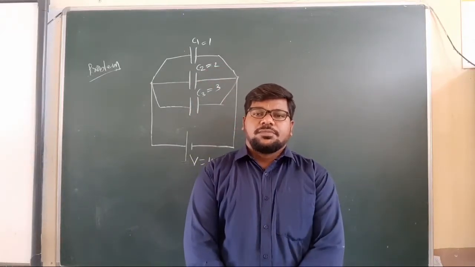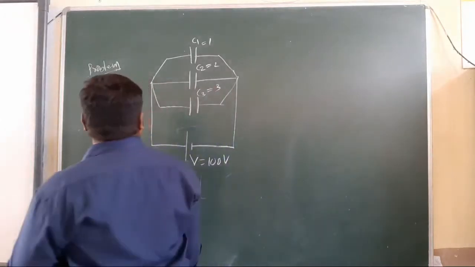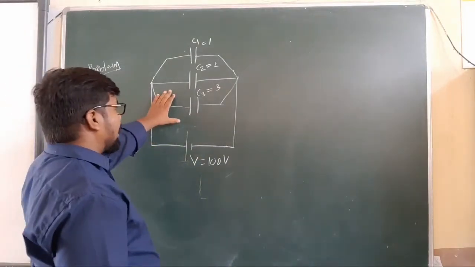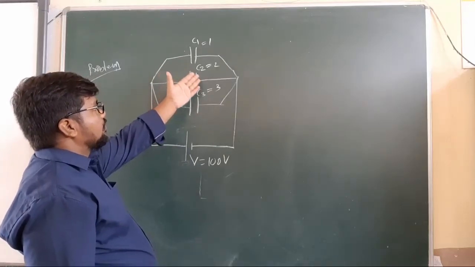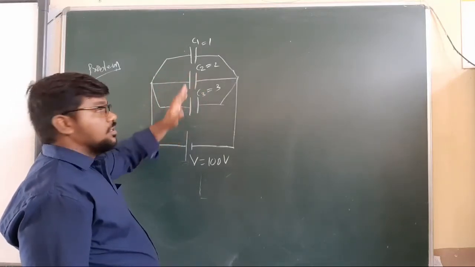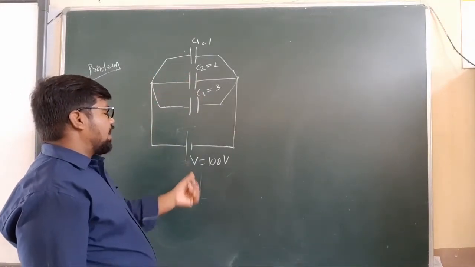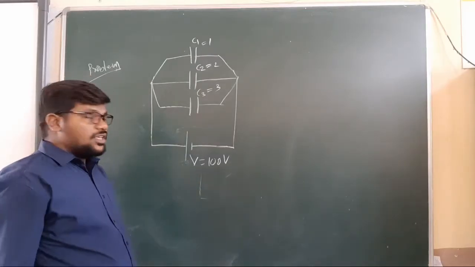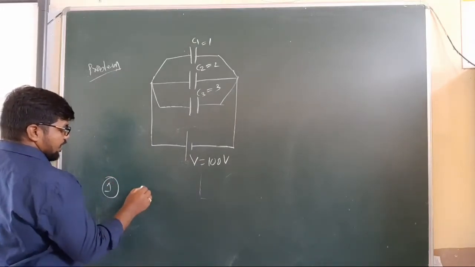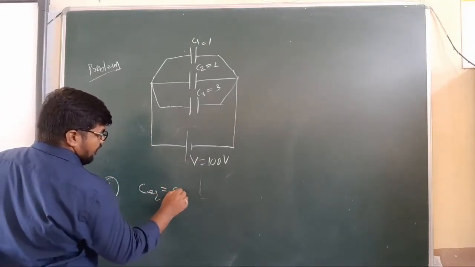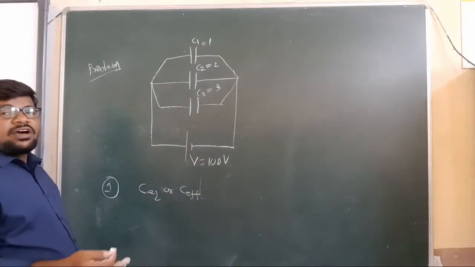Coming to the problem, my children. In this problem, they gave one circuit diagram in which C1, C2, C3 are arranged in parallel, with values 1 farad, 2 farad, 3 farad. Here the applied potential is 100 volts. So in this case, first we have to find C equivalent or C effective by using the formula.